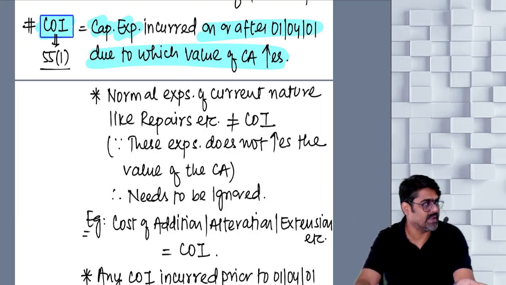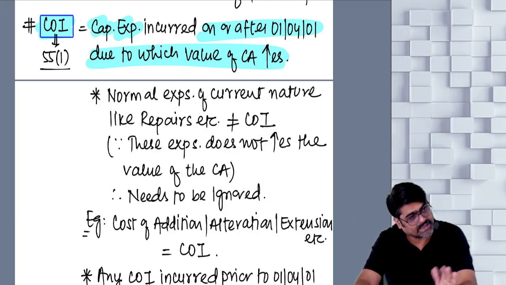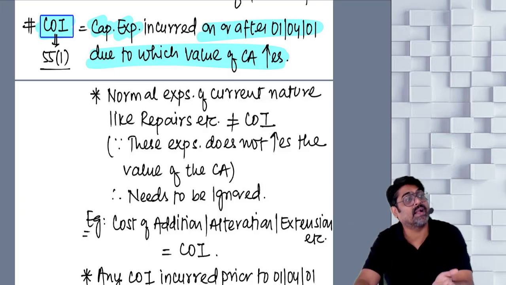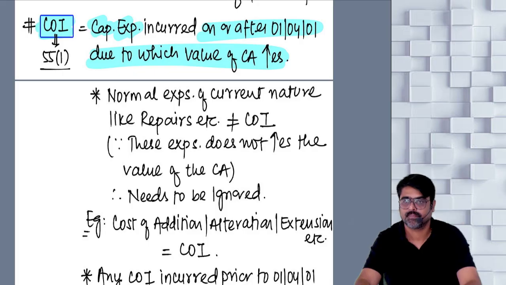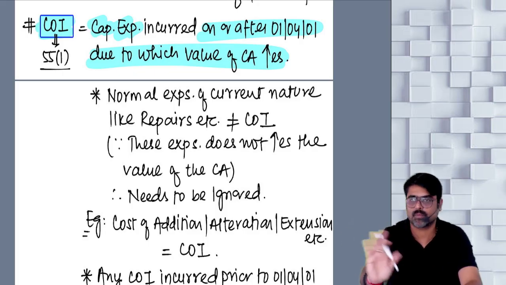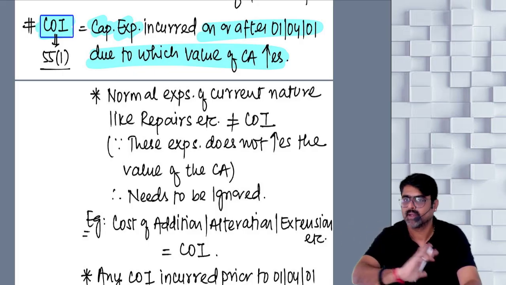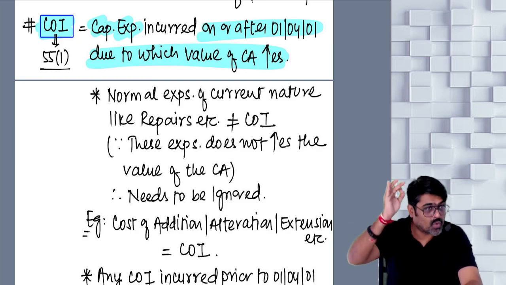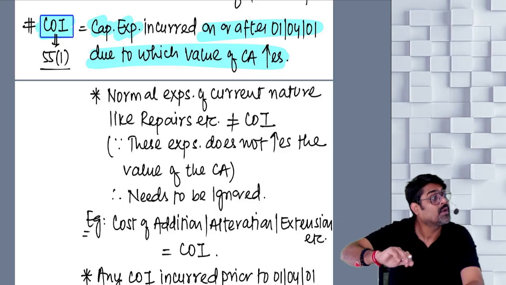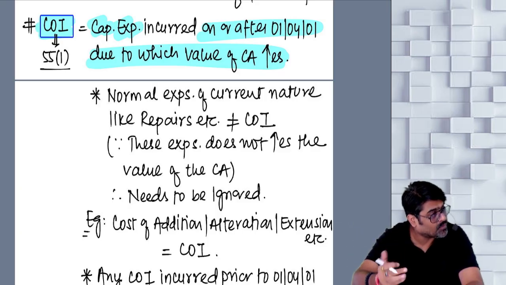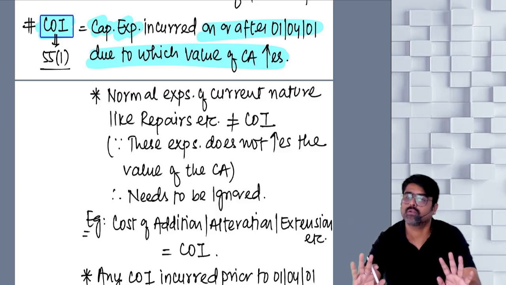Now see, if the capital expenditure which increases the value of your asset is incurred prior to 1st April 2001, you have to ignore it. That is not treated as cost of improvement. For that, we are not going to give you any deduction. We will consider only those capital expenditures which you have incurred on or after 1st April 2001. Now, what is the logic for that?